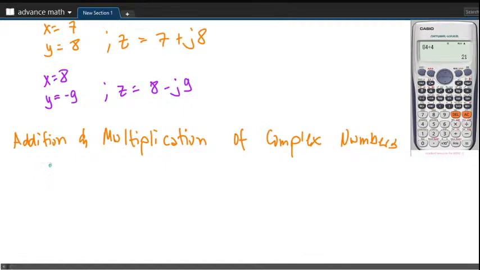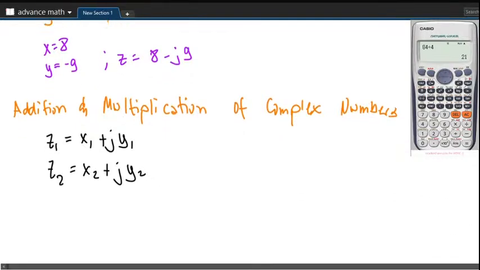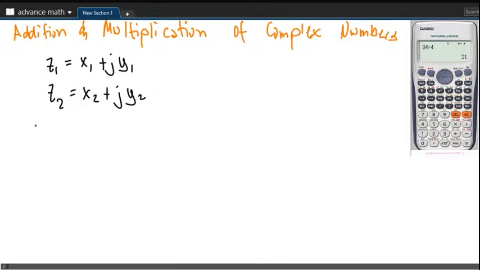We use the black pen. Okay, so z1 is equal to x sub 1 plus j y sub 1, and our z2 is equal to x sub 2 plus j y sub 2. Okay, what will be the sum if we will have z1 plus z2?